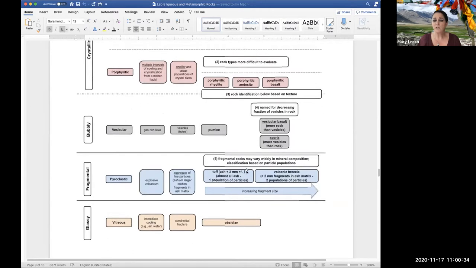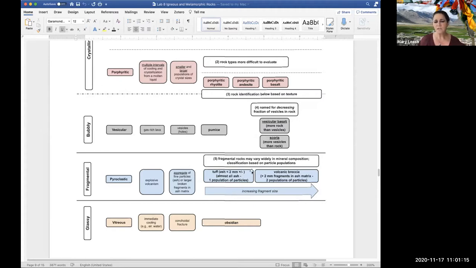So I'm not gonna do that to you. If you have a tuff on the lab, I'm going to give you one that has obvious different rock fragments. So not all the same crystal, that would be more like a porphyritic type volcanic rock, versus a rock with fragments in it that tells you it was an explosive eruption, and that those fragments are all kind of different pieces. It's not just one composition. It's not like all crystals of one kind. If it were all crystals of one kind, I think you'd be looking at a porphyritic rock.